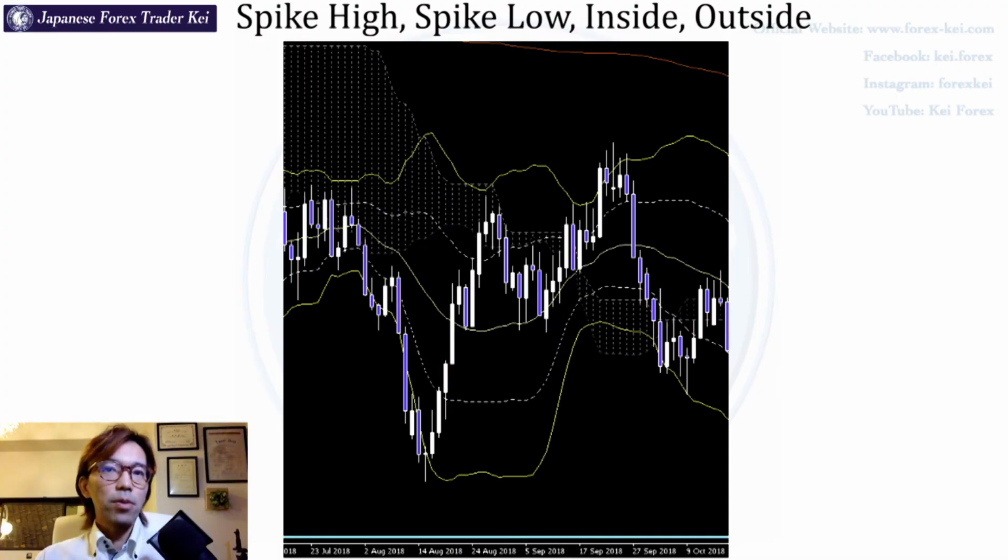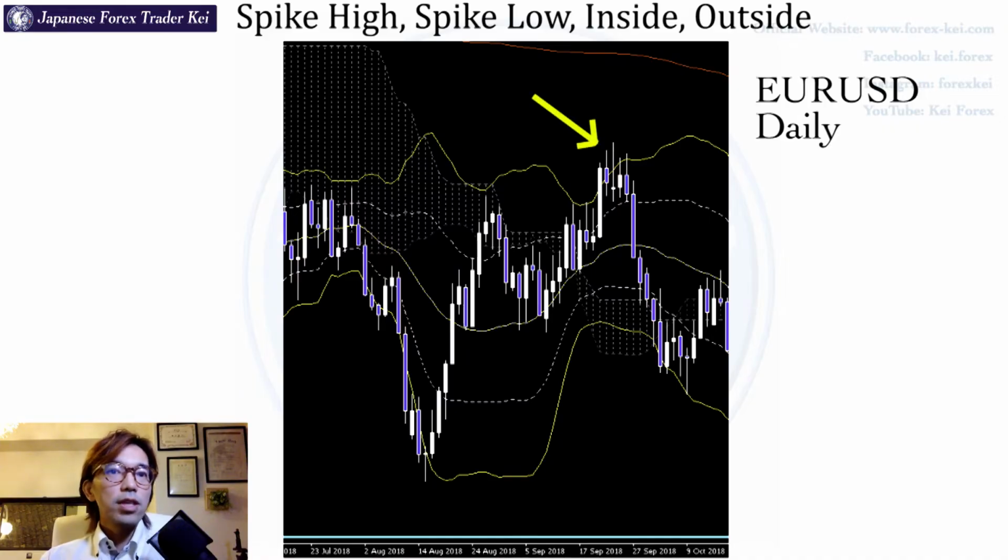This is an example in EUR/USD on the daily time frame. And last year in 2018, if you look at the market right here, there was a wick pointing upwards with a tiny body, right? And this is the indication of a trend reversal. And in fact, the market dropped all the way down from here until it showed another spike low down here. So as you can see, the spike high especially works while the market is on a bullish momentum.